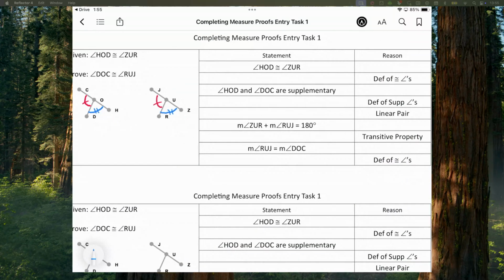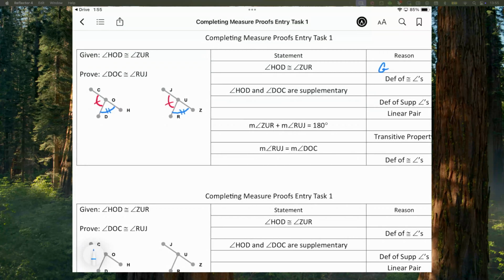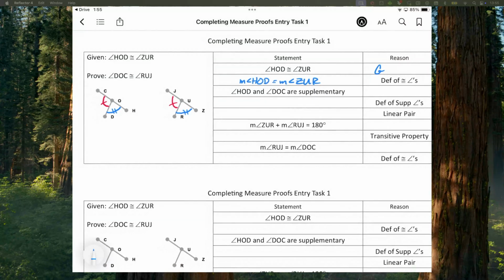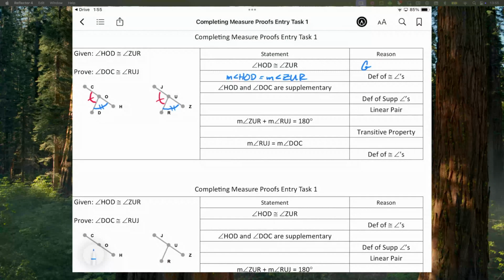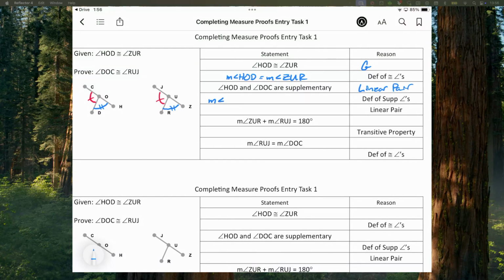So HOD is congruent to ZUR is given. Because they are congruent, their measures are equal. So measure of angle HOD is equal to the measure of angle ZUR. HOD and DOC are supplementary because of linear pair. We can see that these two angles here form a straight line, so linear pair. Because they are a linear pair, their measures sum to 180 degrees.